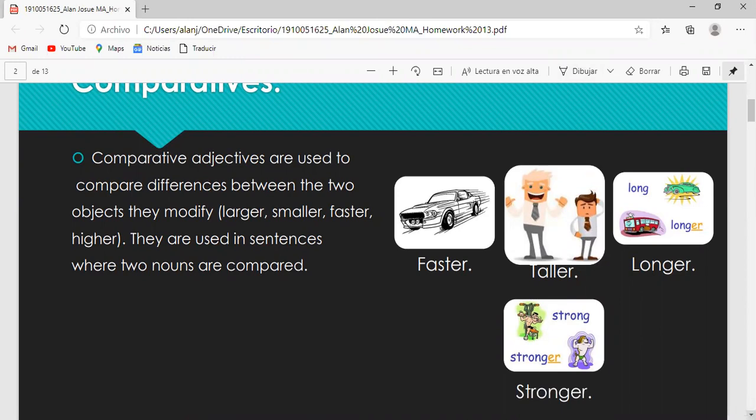Comparative adjectives are used to compare the difference between the two objects they modify: larger, smaller, faster, higher. They are used in sentences where two nouns are compared. For example, faster, taller, longer, and stronger.